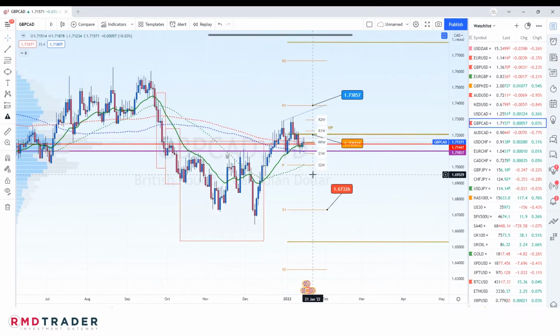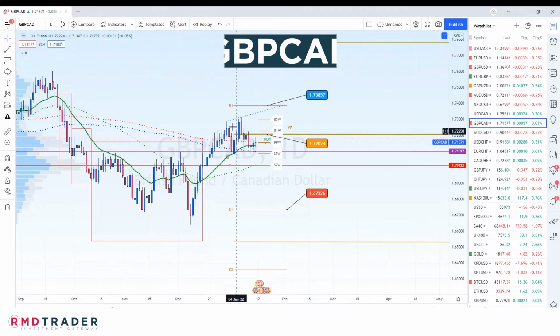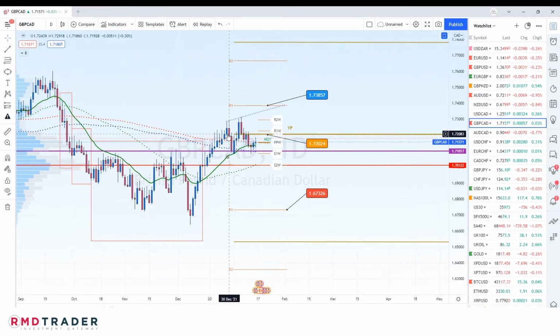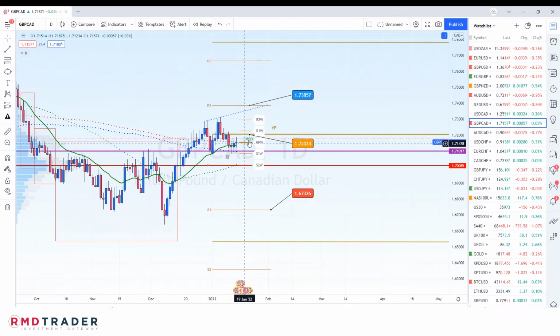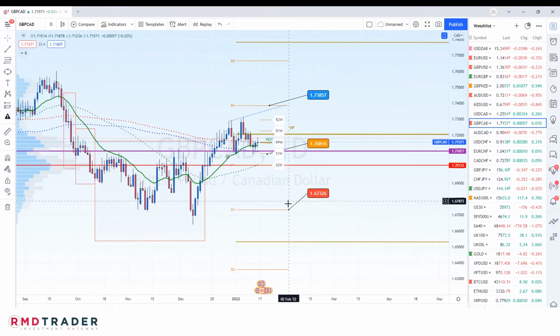Looking at the GBPCAD, GBPCAD is still fighting with that yearly pivot. We can see that it has technically been rejecting that level twice now. And we are also sitting at this area where we have our daily 200 SMA converging with our new weekly pivot. So at this point, any strong reversal to the downside, and especially with a close below this area of our daily 100 SMA and weekly S1 at 1.708, should be very bearish, I think, with a possible target down near the previous swing lows at the monthly S1 at 1.673.